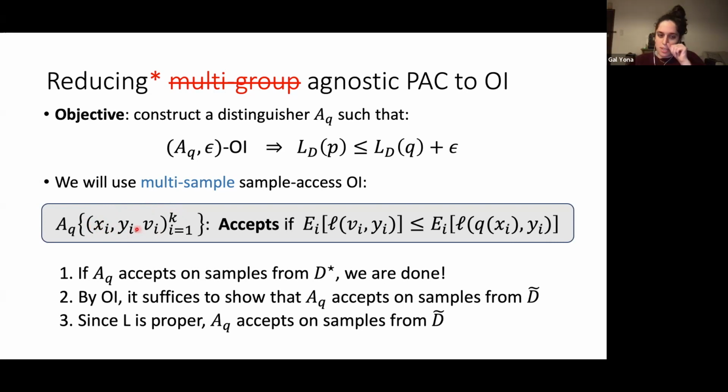So this is a bit different from what I had in the beginning of the talk, where each distinguisher just received a single sample and had to say accept or reject. Now I'm actually giving it access to more than one sample at each decision. I see.